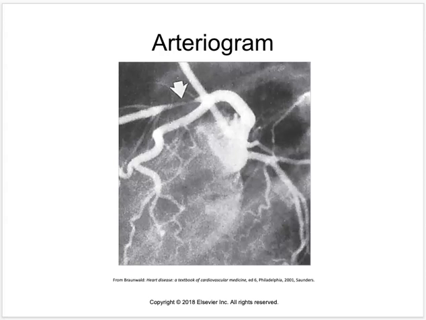Here we're looking at an example of an arteriogram. So this is an X-ray image of an artery. Again, this is after an injection of radio-opaque contrast medium. And you can see that arrow in the top left corner. That arrow indicates an arterial blockage. So this would be some kind of blockage in the artery that we're seeing with that arrow.